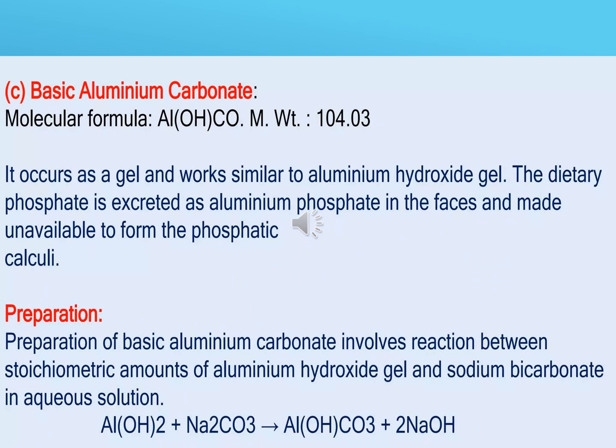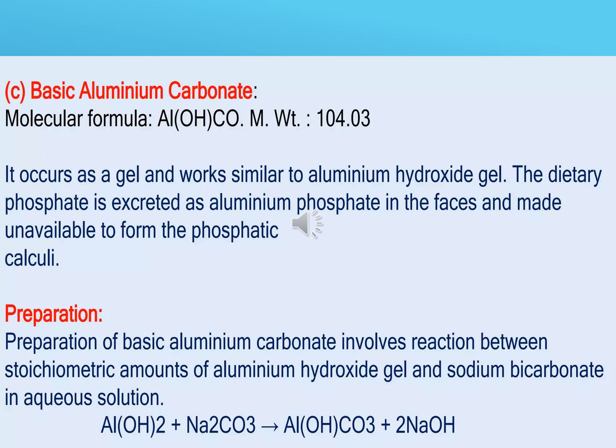Next example, basic aluminium carbonate. Molecular formula AlOHCO3, molecular weight 104.03. It occurs as a gel and works similar to aluminium hydroxide gel. The dietary phosphate is excreted as aluminium phosphate in the feces and made unavailable to form phosphatic calculi.